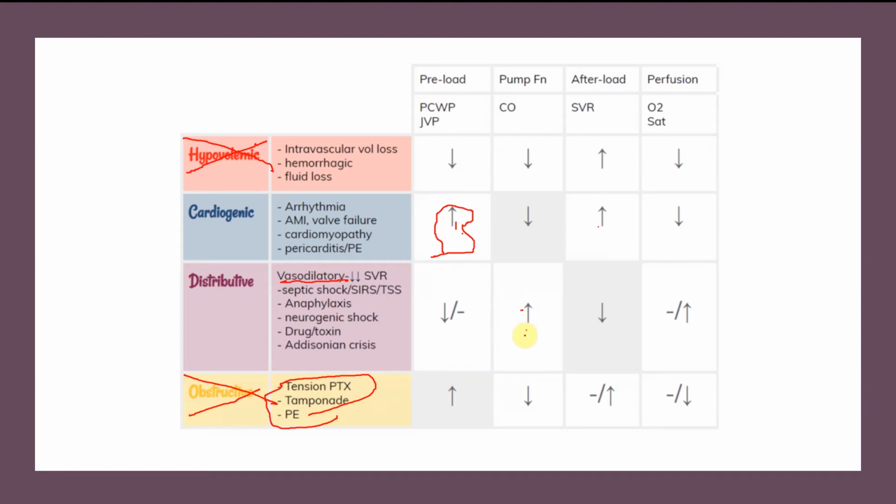Then you increase the afterload. You actually give it something to pump against. So if you increase it by adding fluid or by adding pressors, the actual cardiac dysfunction is then uncovered because it goes from hyperdynamic to hypodynamic. So if we increase the afterload, sometimes we might have to increase the strength of cardiac contractions by adding an inotropic agent. But in distributive shock, the afterload is decreased because of the poor vascular tone.